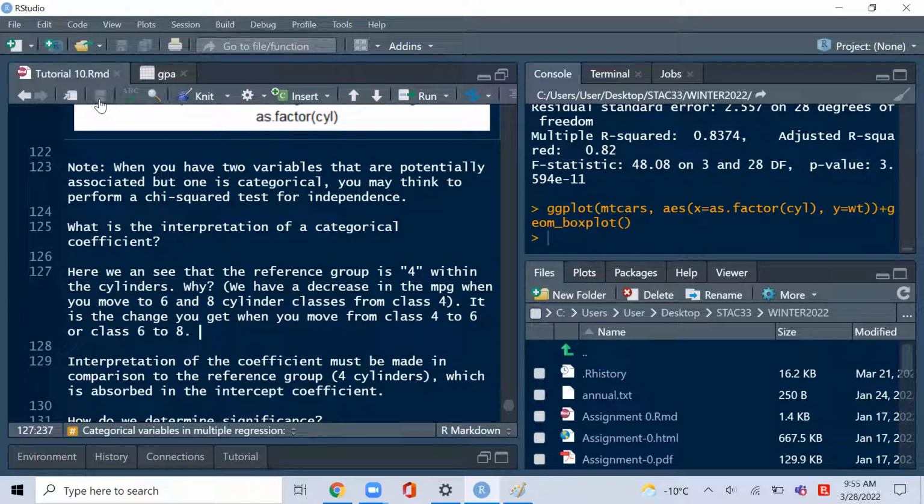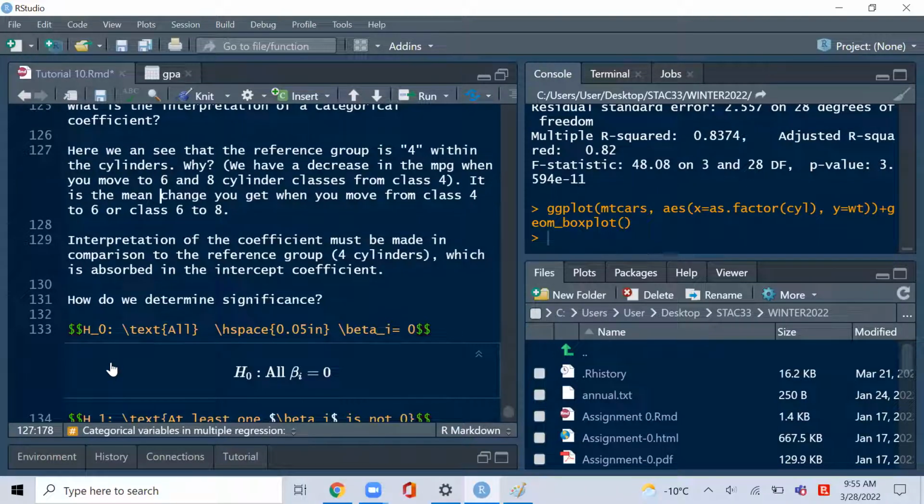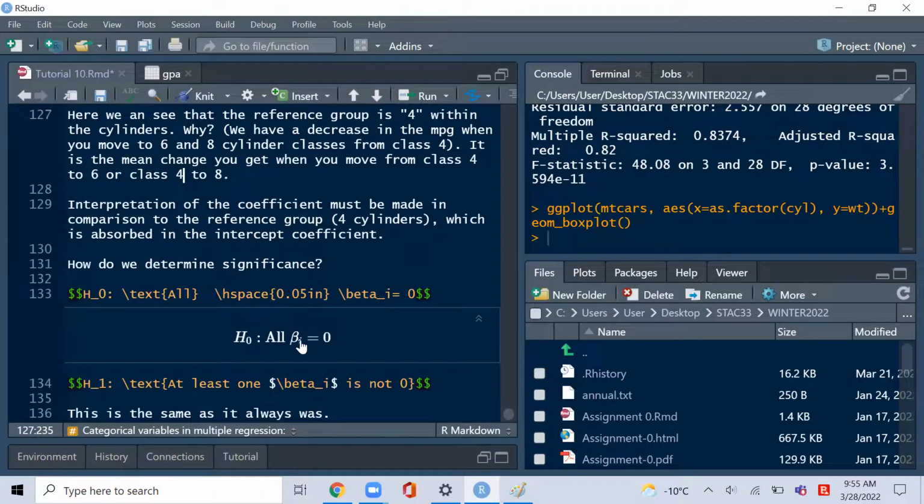And I should really say it's the mean change, basically. So when you interpret the coefficient, you have to do it from the perspective of the cylinder class. You interpret it in terms of the mean change you see in the MPG when you move from 4 to 6 or 4 to 8. So it has to be done within the scope of going from 4 to 8 or 4 to 6.